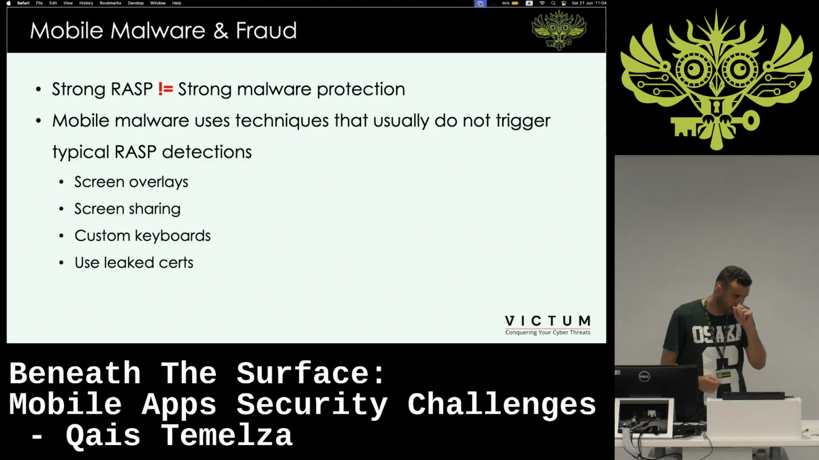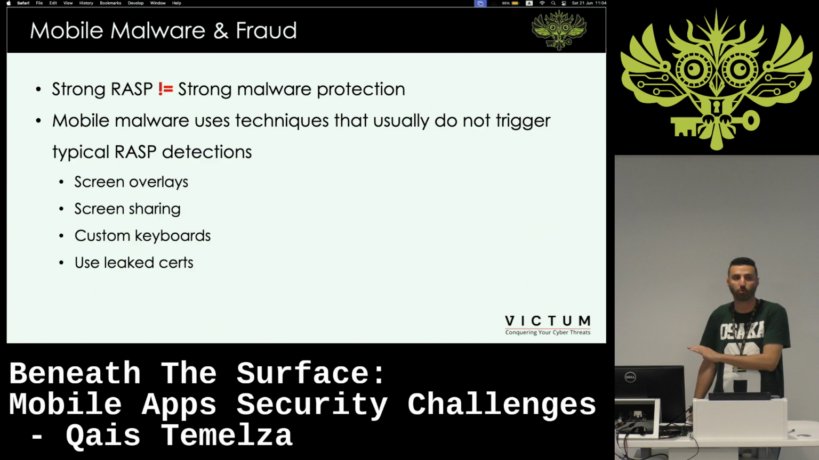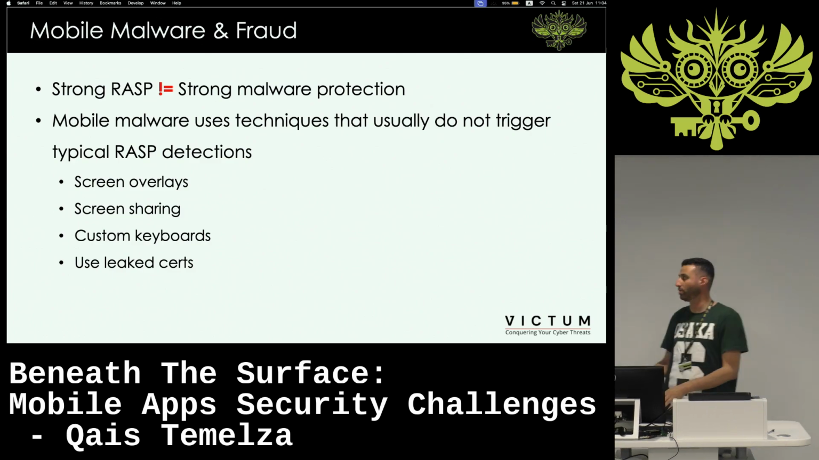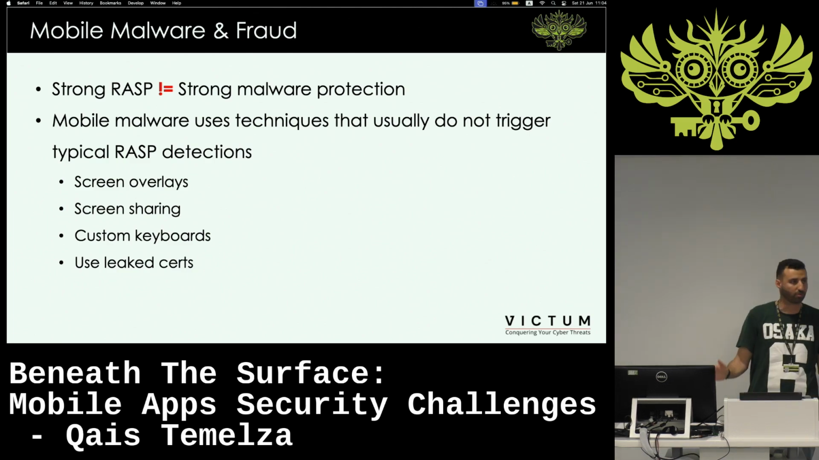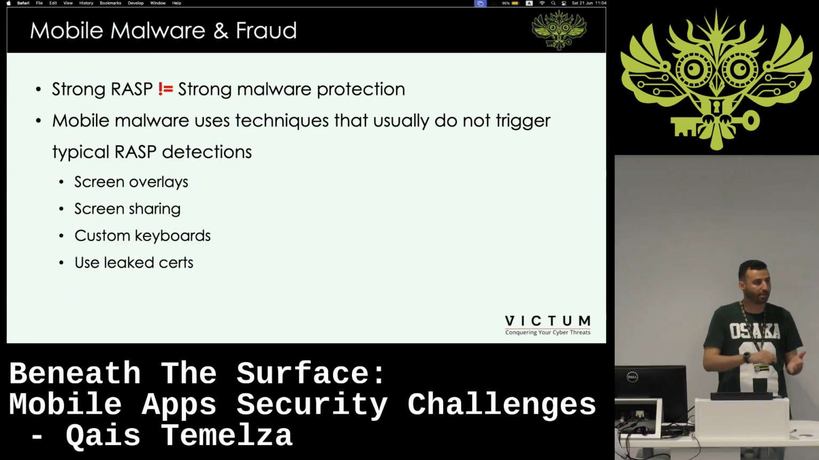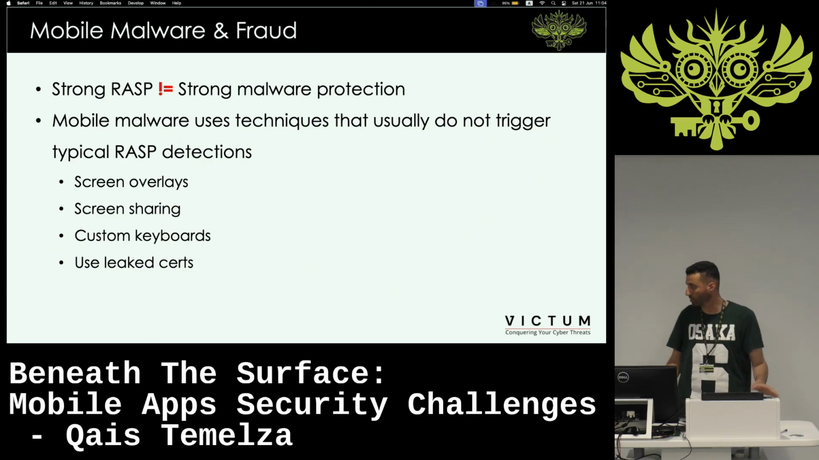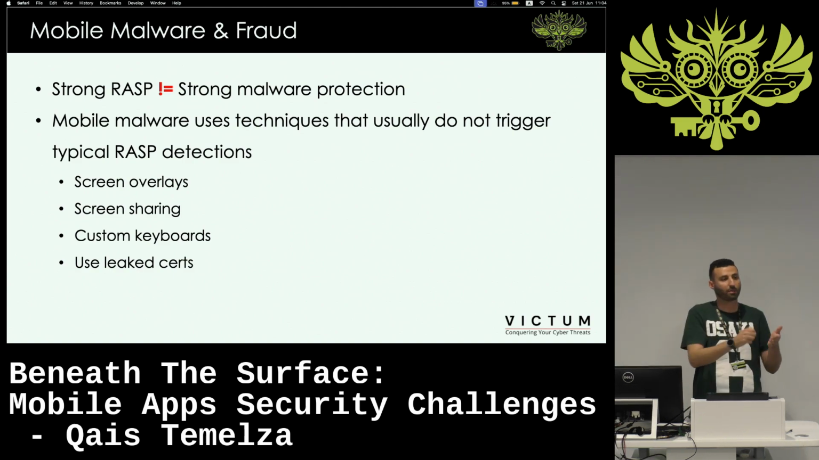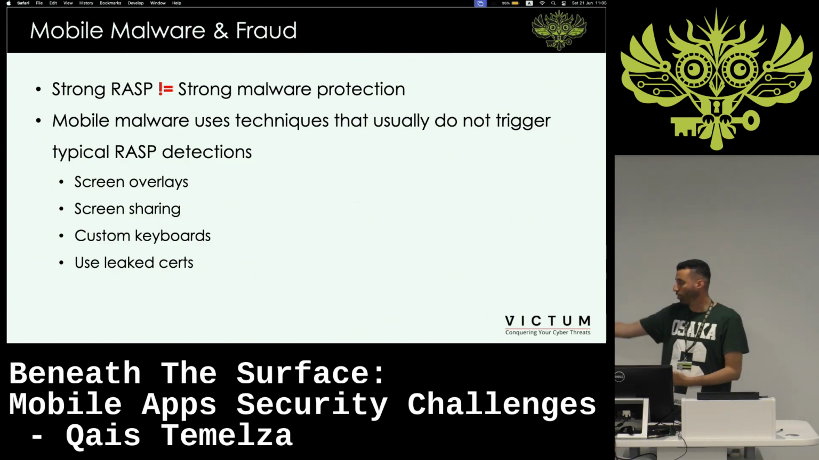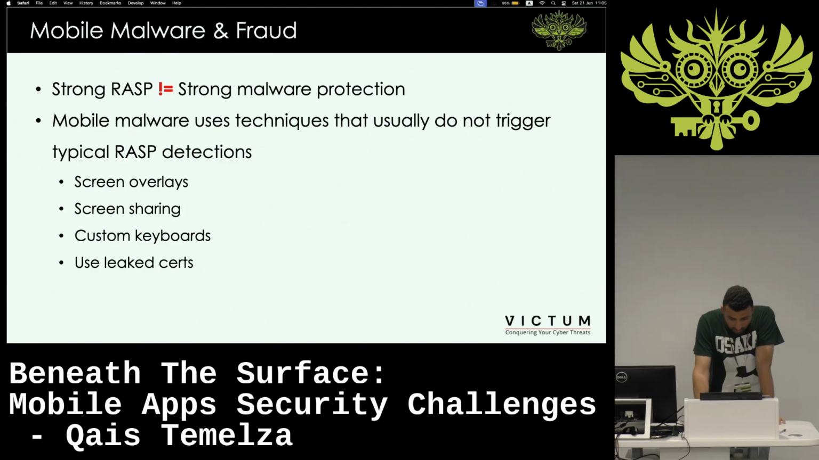Because, yes, having good RASP security controls is really good and does protect you against some types of malware. But from my experience, especially in the past few years, malware targeting financial stuff and fraud doesn't actually trigger any of the typical security controls like hooking detection or debug detection, none of that. It uses various ways, like screen overlays, to show you a screen that asks, can you enter the password? So you enter the password, but it's not actually the password screen that you have. Or screen sharing, or custom keyboards, or leaked certificates, and we will come to that in a minute.